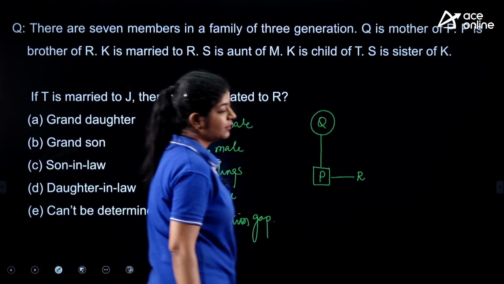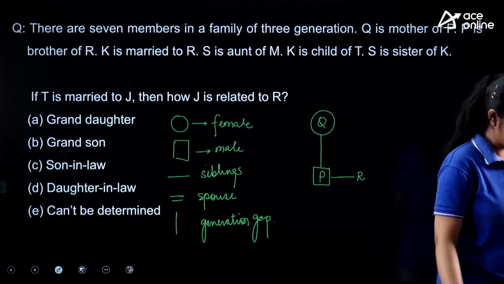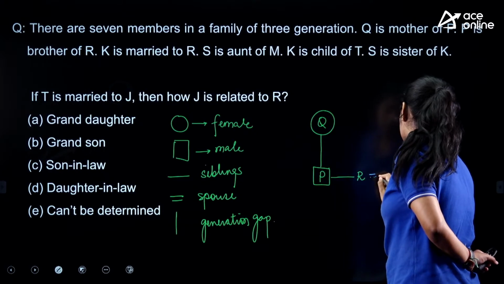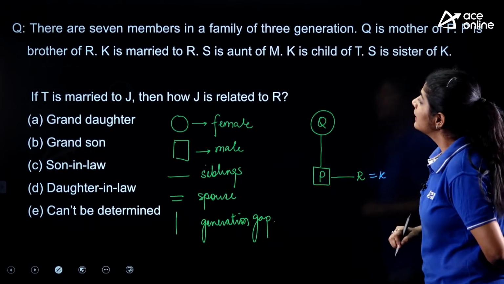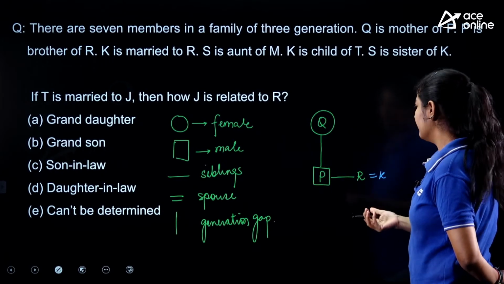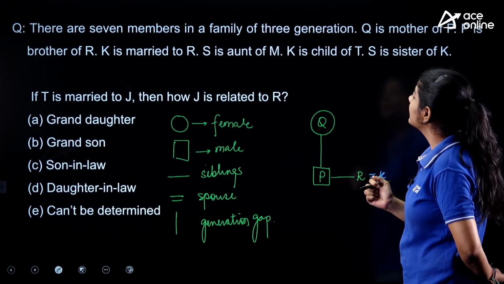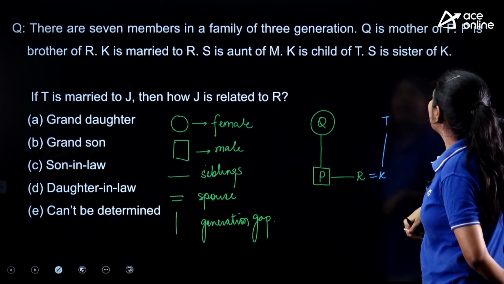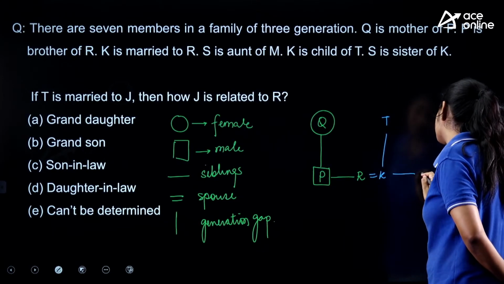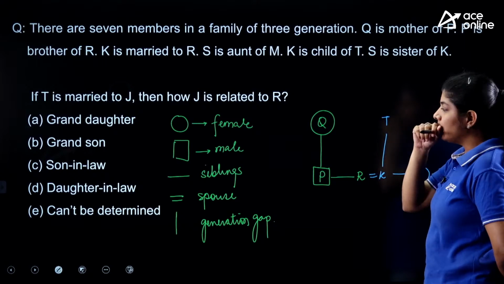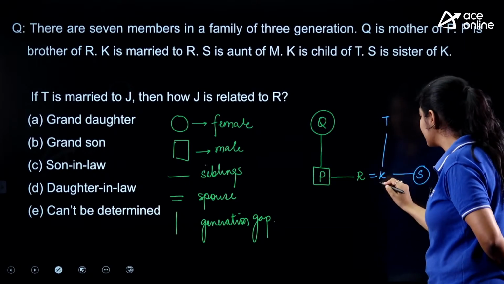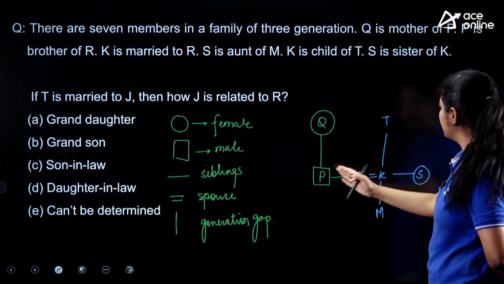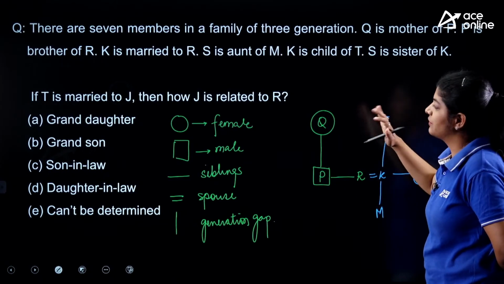Okay, so any one of you? Very good, Dharani. So here K is married to R. S is an aunt of M, we don't have S and M yet. K is a child of T. S is a sister of K. Sorry, if S is a sister, then here we have M. This is my family tree, 7 persons in 3 generations.